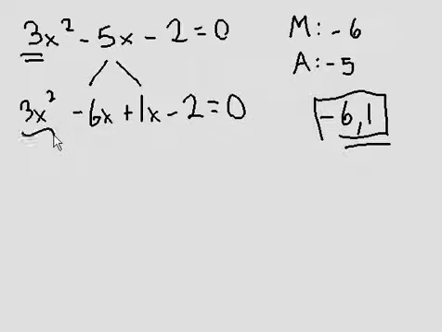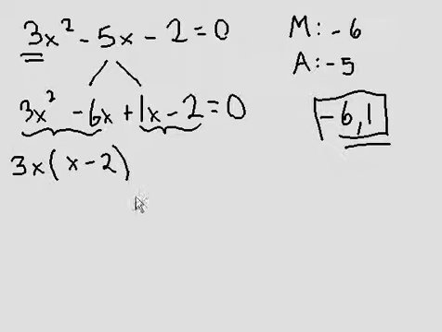Now I'm going to pair these guys and factor them into groups of 2. So right here, we have a 3x in common, so I'm going to factor that out. 3x squared divided by 3x is just x. Negative 6x divided by 3x is negative 2. Of course, if I expanded this, I would go right back to where we started, to 3x squared minus 6x.